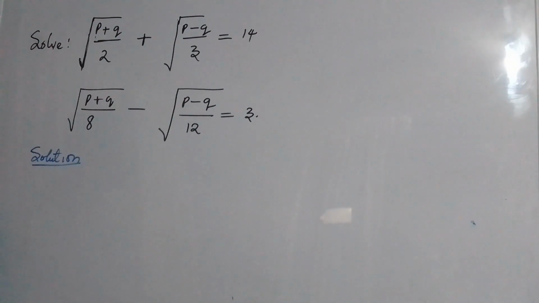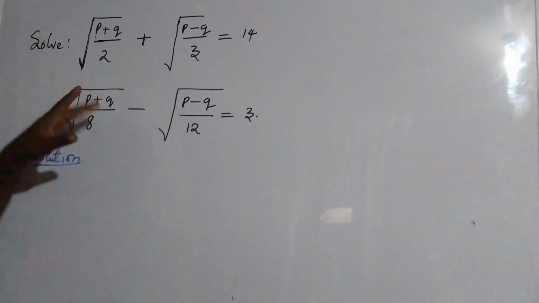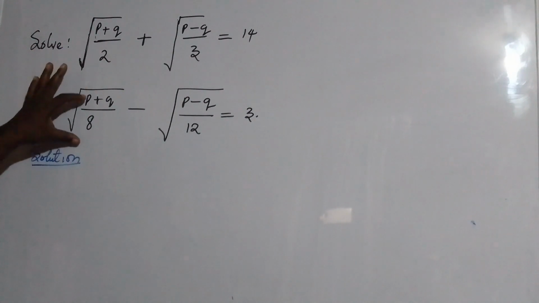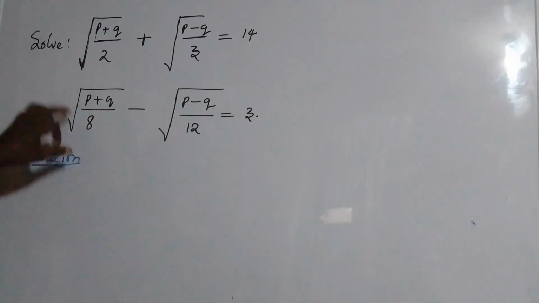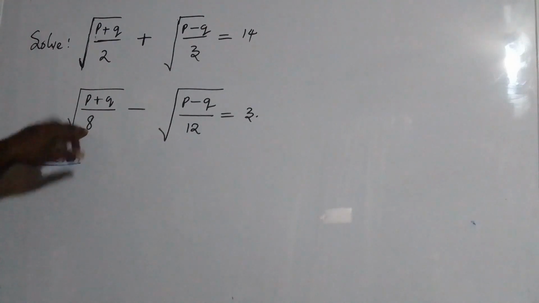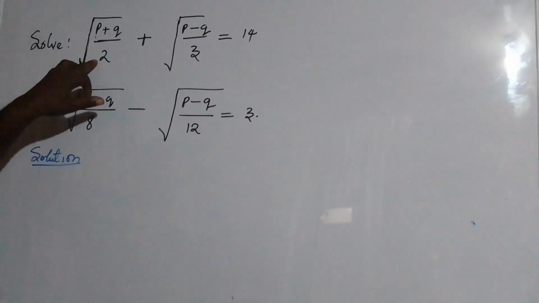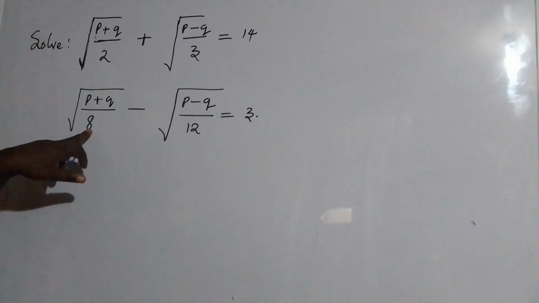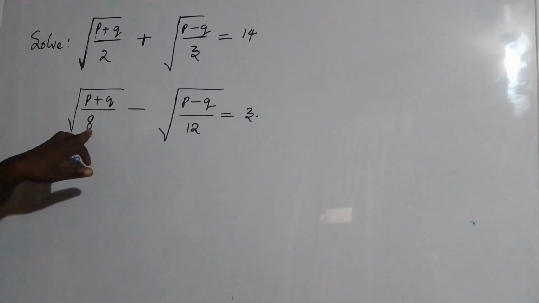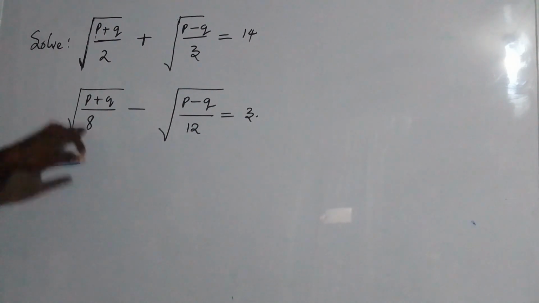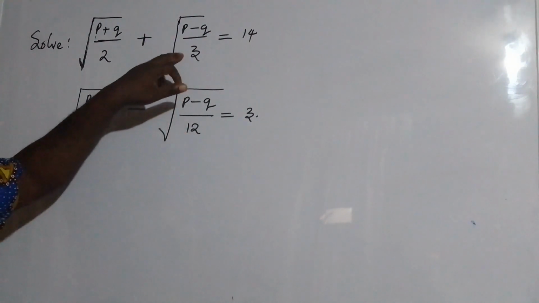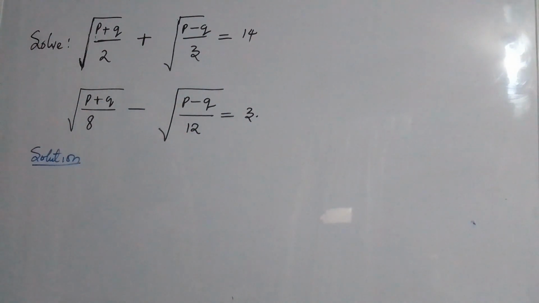Now, before we go ahead, you will notice there's a pattern. If you look at this second equation, the denominator here is 8, which is a multiple of 2, meaning that I can express this 8 as a product of 4 and 2. Same thing here: this 12 is the product of 4 and 3. So we are going to start from the second equation.